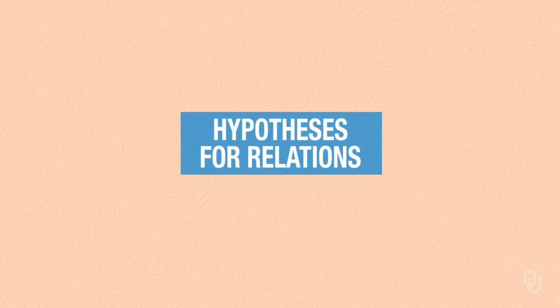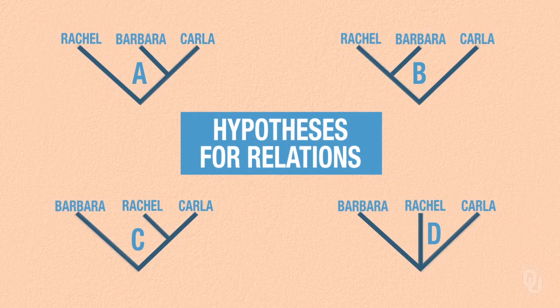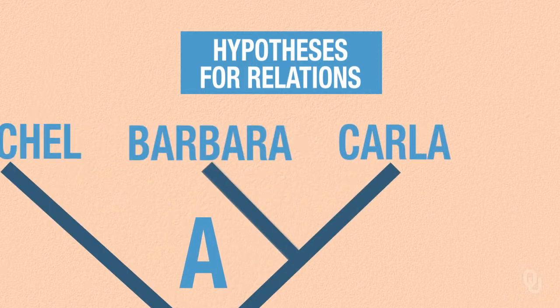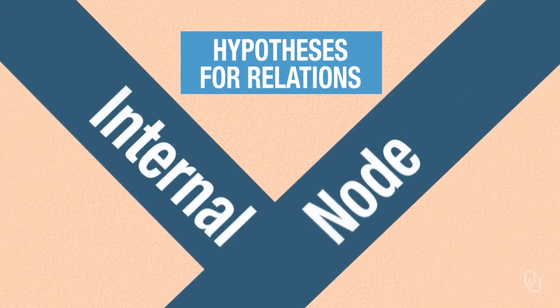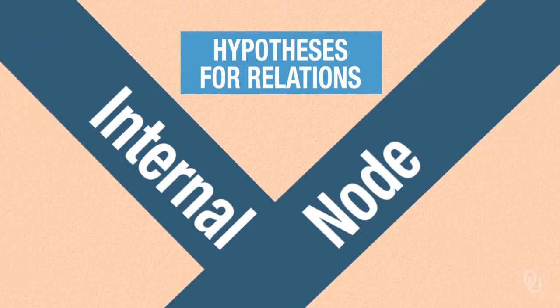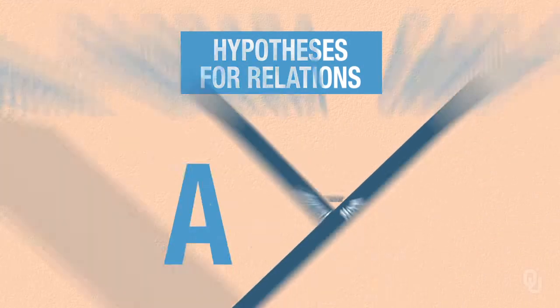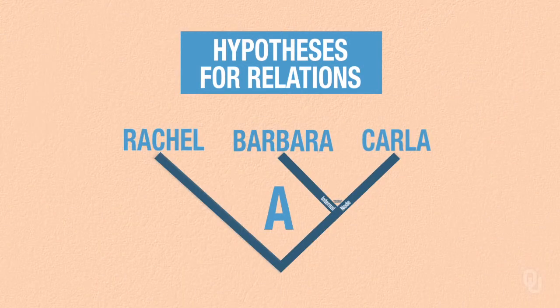As a visual aid, I'm going to show these hypotheses as trees. Hypothesis A shows that Barbara and Carla share a common ancestor before either do to Rachel. To explain, notice that in the tree, the branches leading to Barbara and Carla join up. The point at which these branches join is called an internal node. These nodes can be thought of as hypothetical ancestors. So in hypothesis A, Barbara and Carla share a node that is not shared with Rachel. You need to go deeper into the tree to find the node that connects all 3 women together.